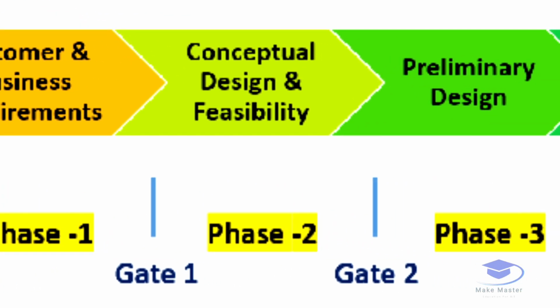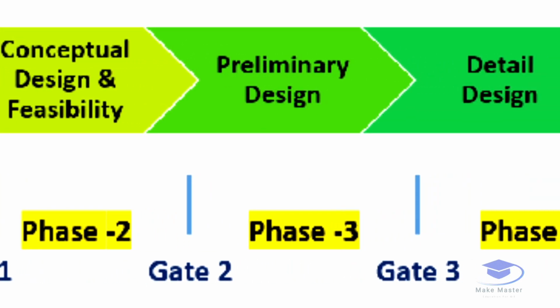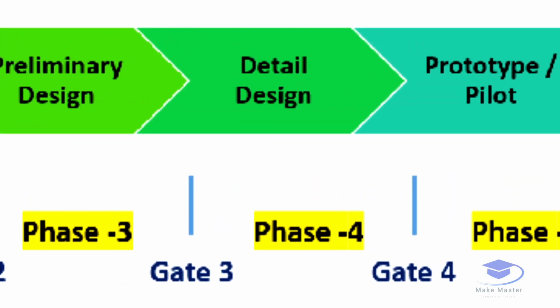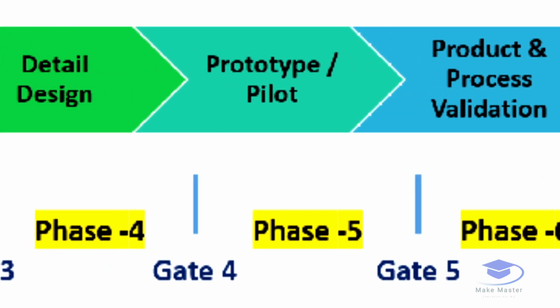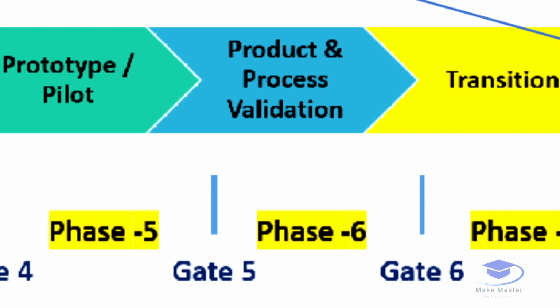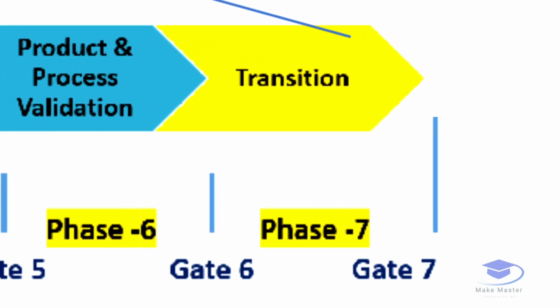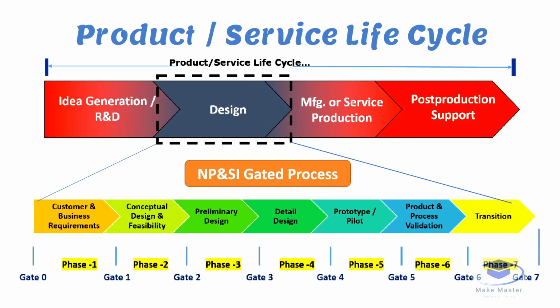Phase 2, conceptual design and feasibility study. Phase 3, preliminary design. Phase 4, detailed design. Phase 5, prototyping and pilot. Phase 6, product and process validation. Phase 7, transition. All these phases are distributed from gate 0 to gate 7.